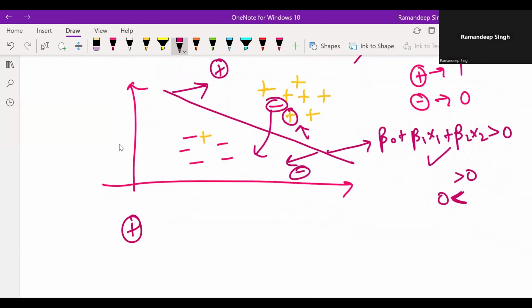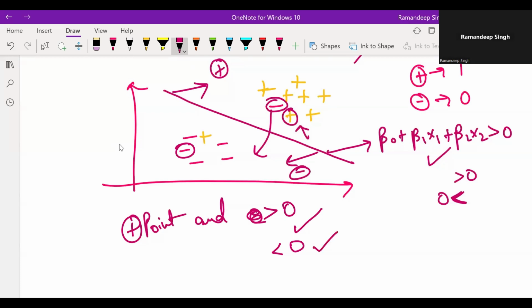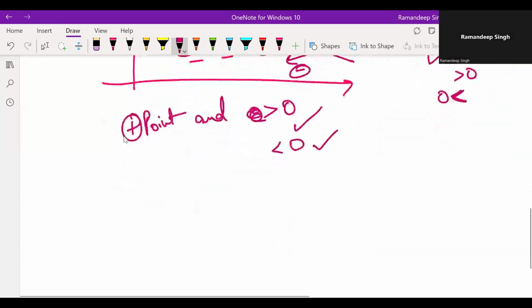If it is a plus point, and its value when we put the coordinates in the equation of the line is greater than 0, then we can say that yes, it is correctly classified. Similarly, for a negative point, if we put its coordinates in the equation of our line and we get a negative value, then we can say yes, it is a correctly classified point. Otherwise, we will say that no, it is not correctly classified, right?